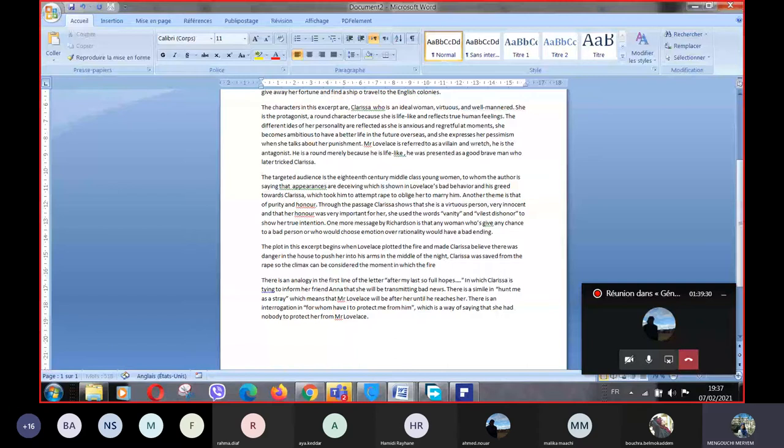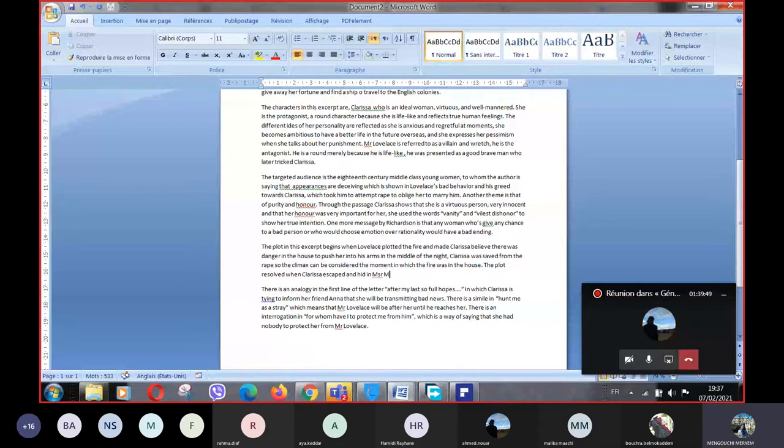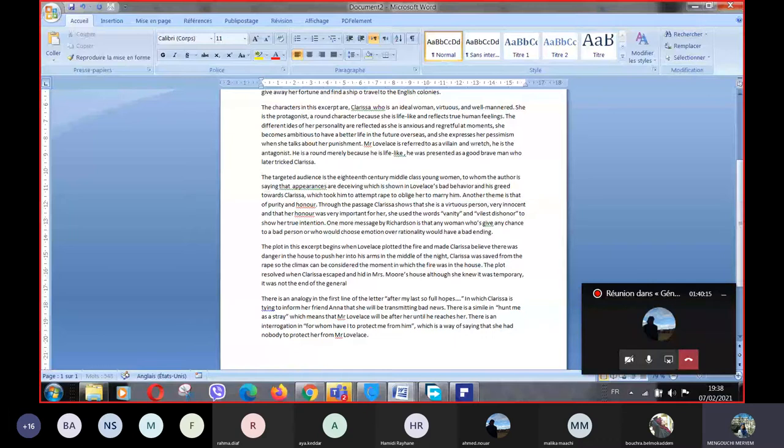The plot resolved when Clarissa escaped and hid in Mrs. Moore's house, although she knew it was temporary. It was not the end of the general plot of the novel. Okay, it's important to mention that this was not the end of the general plot of the novel. This was just the plot of the excerpt, or the plot that we found in the excerpt.